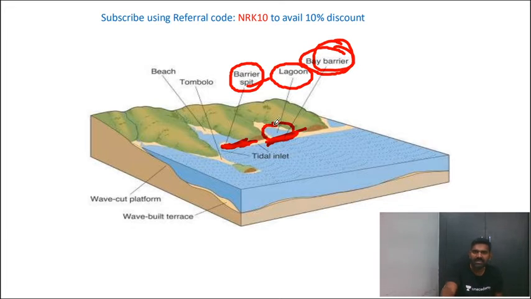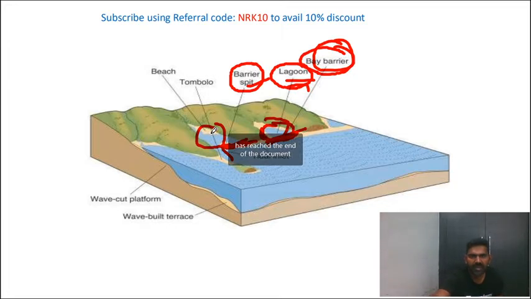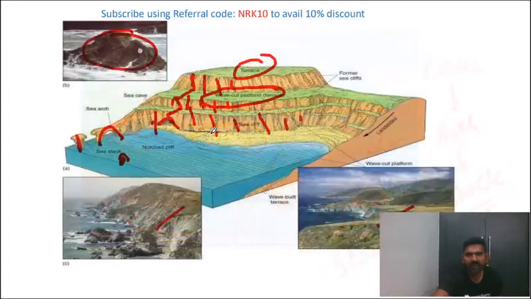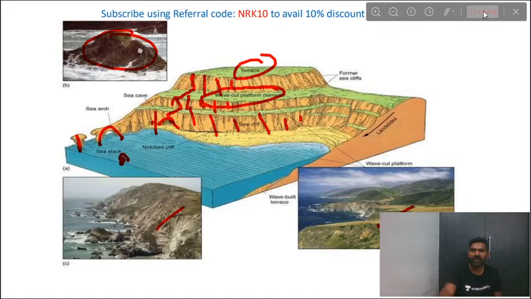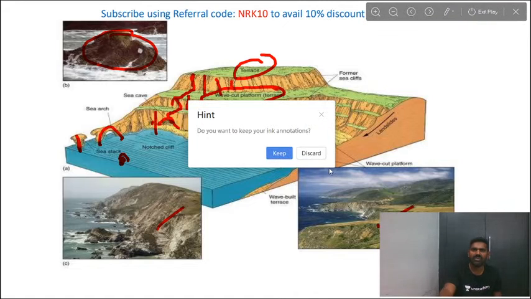When the barrier bay happens, the water stands inside, and that is called a lagoon, which is nothing but a salt water lake. Lagoons are formed because of the ocean water, and they may even be called estuaries, also backwaters. So this is all from my end.